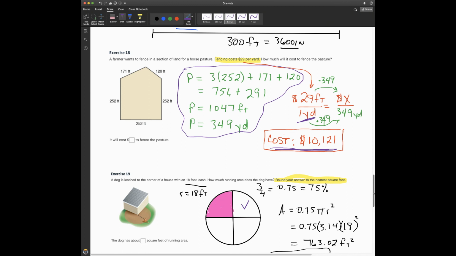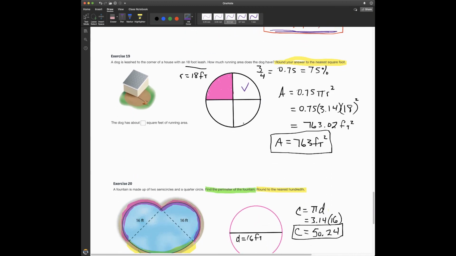Okay, number 19. I have a dog leashed to the corner of a house, and the corner of this house takes up 1/4 of the area of the circle. So the dog can run in these three places, which is 3/4 of the area of a circle, or 0.75. So I take the formula for the area of a circle and multiply it by 0.75. That will give me 3/4 of the area of a circle. The radius of the circle is 18 feet, so I square it, I get my answer, and again, I round to the nearest square foot, which I've done.